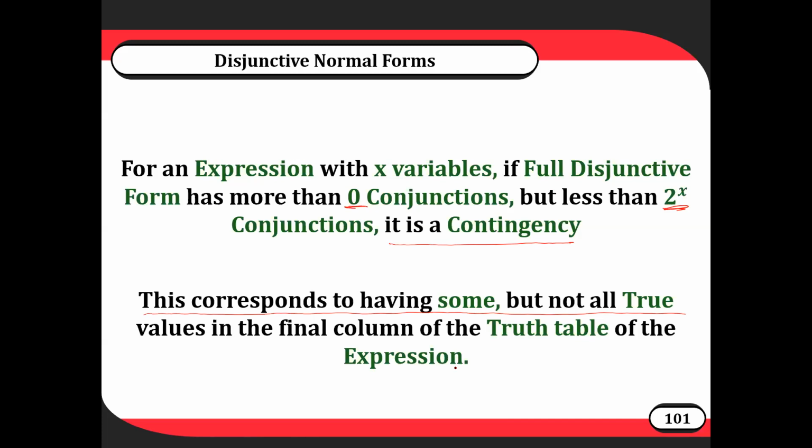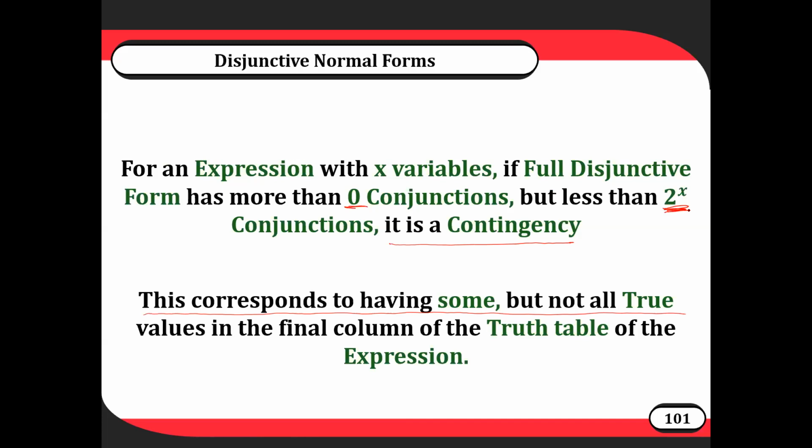If you try to bring it to full disjunctive normal form and it is a contradiction, then you won't end up with any conjunctions. So you will only end up with a false value. If you try to bring it to full disjunctive normal form and it's a tautology, you could end up with exactly 2 to the x. So first of all, you should try and make it true. And if you evaluate to true, you've proven it's a tautology. But if you end up with as many conjunctions as you have rows in your truth table, then that means every row in your truth table is true, right?